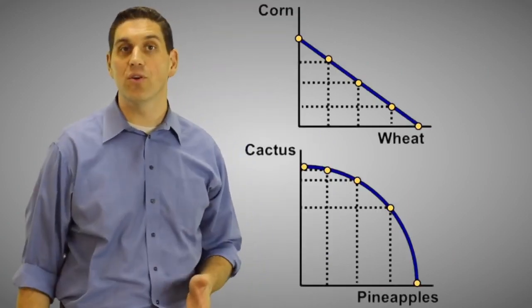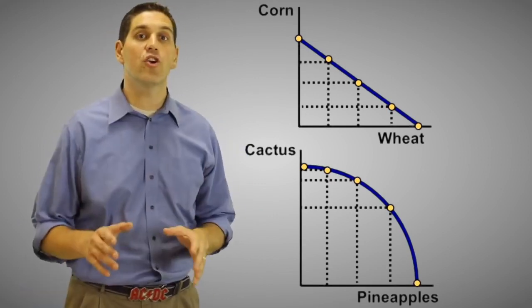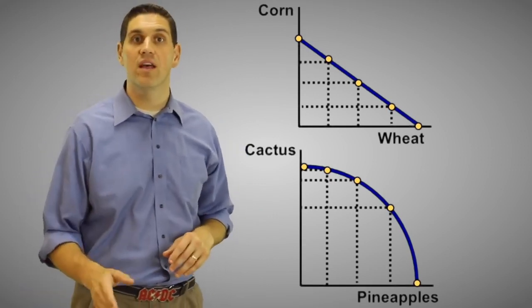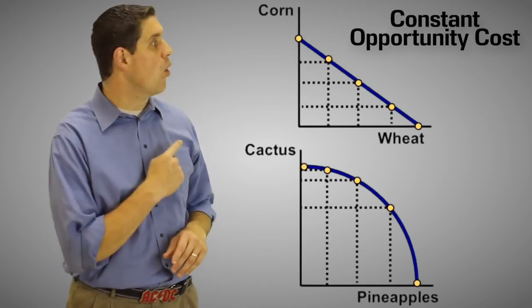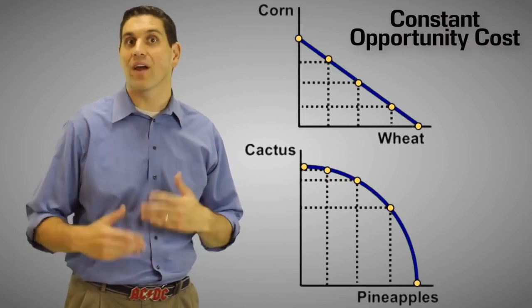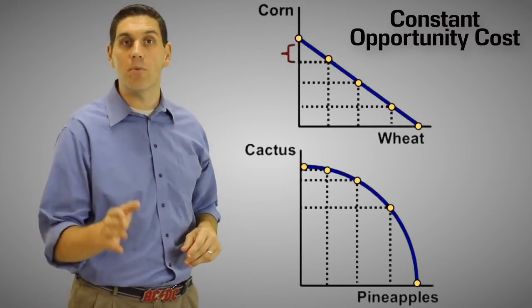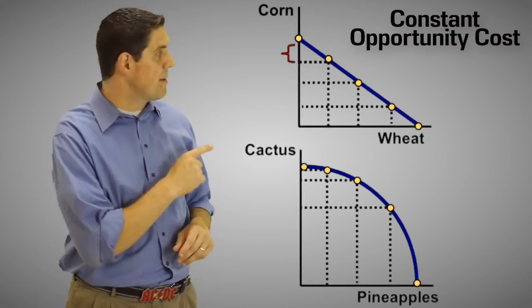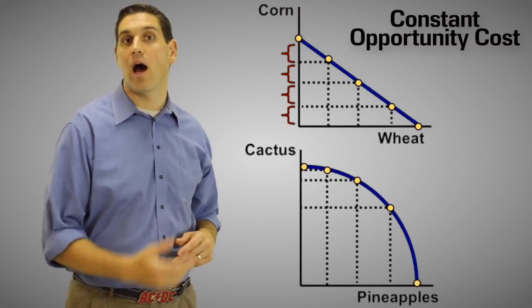Now, it's super important to be able to calculate opportunity cost, but we're not done. Let's do different examples. So in this case, let's do corn and wheat, and let's do cactus and pineapple. It turns out that the shape of the curve is very important. So this top one shows a constant opportunity cost between corn and wheat. This is because the resources to produce corn and wheat, the ground, the climate, are very similar. So when you produce a certain amount of wheat, you give up a certain amount of corn. And when you produce that same amount of wheat, you give up the same amount of corn. That shows constant opportunity cost.